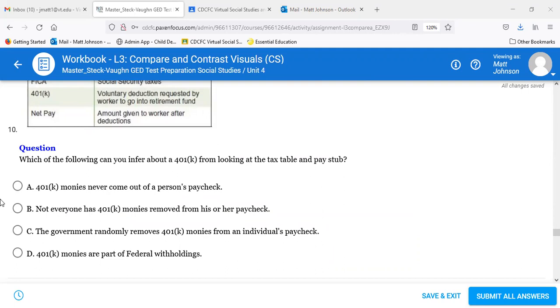So looking at number 10, Sasha Gay, would you like to read number 10 for us?